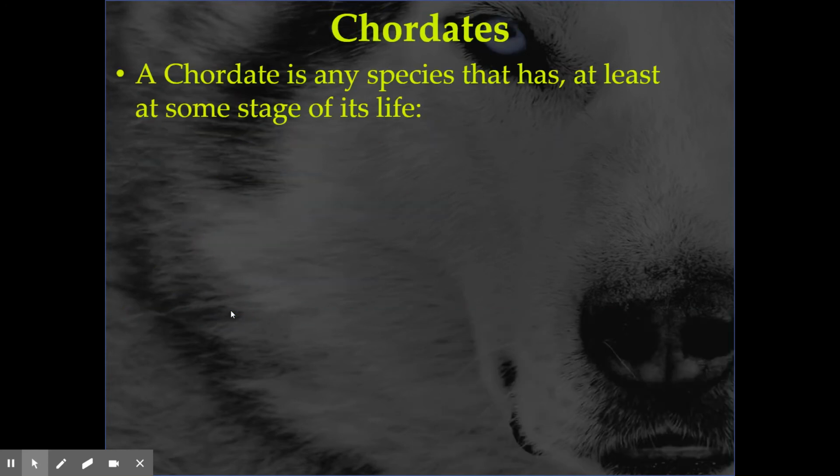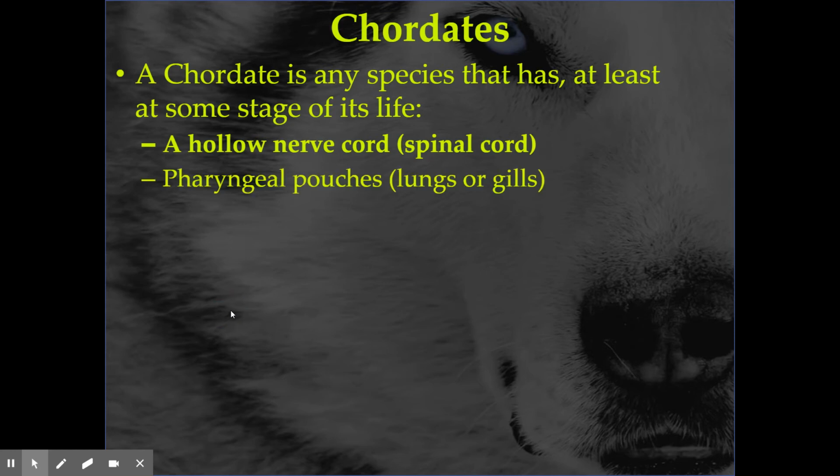So a chordate, the general group, is any species that has in at least some stage of its life a hollow nerve cord, so a spinal cord, pharyngeal pouches, another weird word. So we're talking lungs or gills for processing gases, getting oxygen into the circulatory system for respiration to happen. And oftentimes critters will have gills in one part of their life cycle and then lungs in another. That's entirely a feasible thing. So that can change.